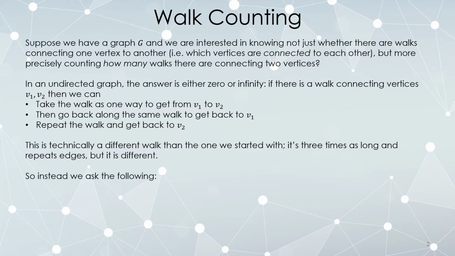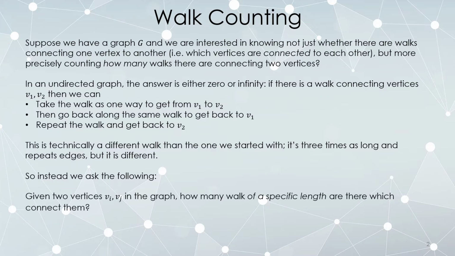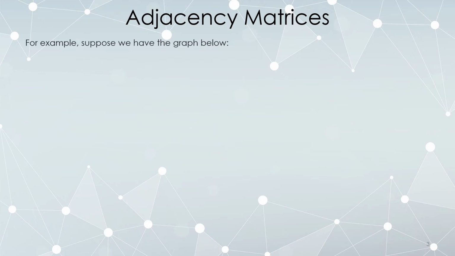So instead, we're not going to ask how many walks there are, we're going to ask a slightly different question. Given two vertices in a graph, how many walks of a certain length are there that connect them? So for example, take the graph below: 4 vertices and a collection of edges.